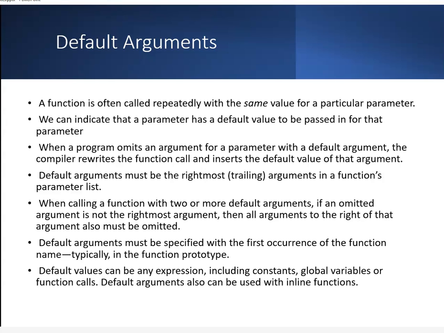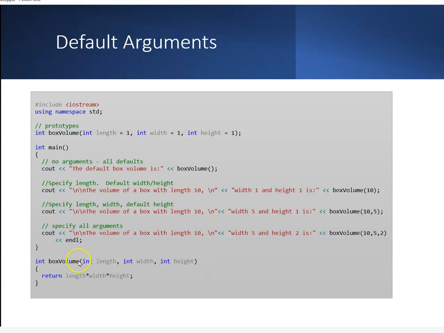Default arguments must be specified with the first occurrence of the function, namely typically in the function prototype. They can be any expression including constants, global functions, or function calls, and they can also be used with inline functions. So here's an example.